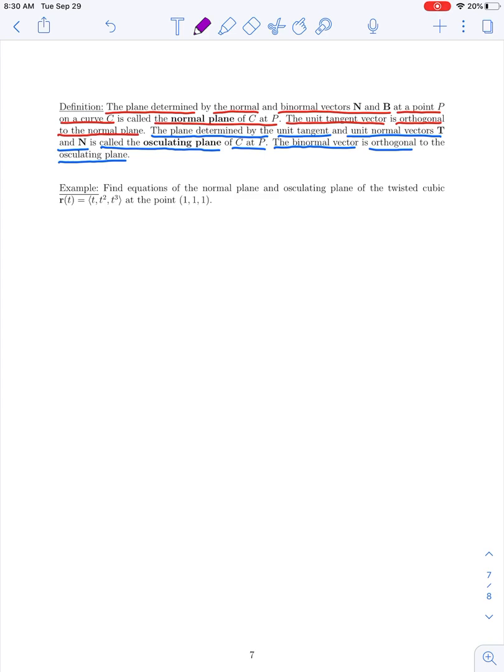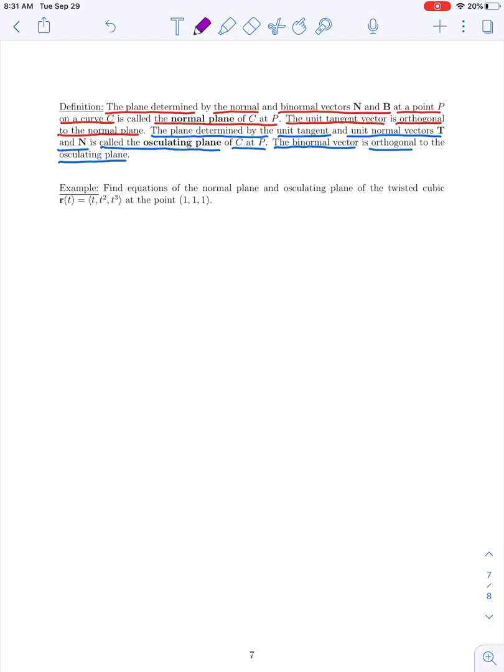So let's look at an example of calculating the equations for these normal or osculating planes to a curve. In this next example, we ask for the equations of the normal plane and the osculating plane of the twisted cubic, defined by r of t as t, t squared, and t cubed, same curve we were looking at earlier, at the point 1, 1, 1. So there's a couple of things we need here.